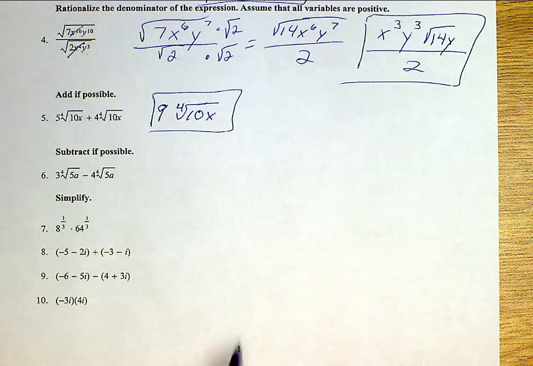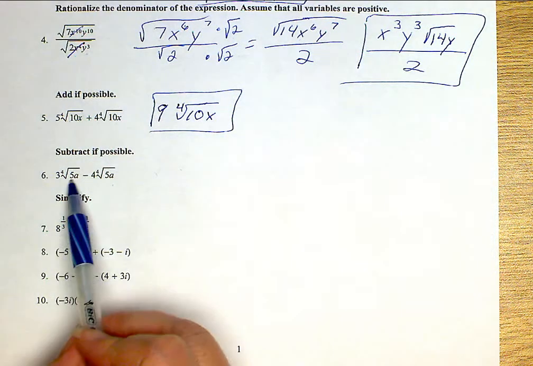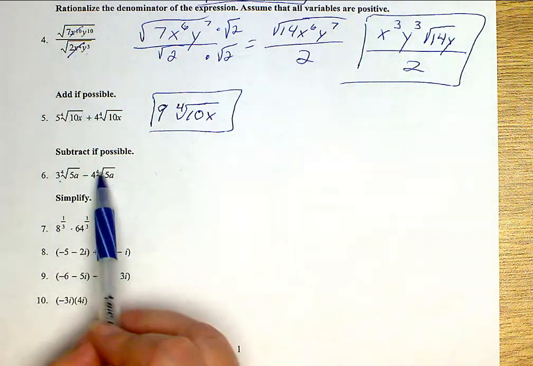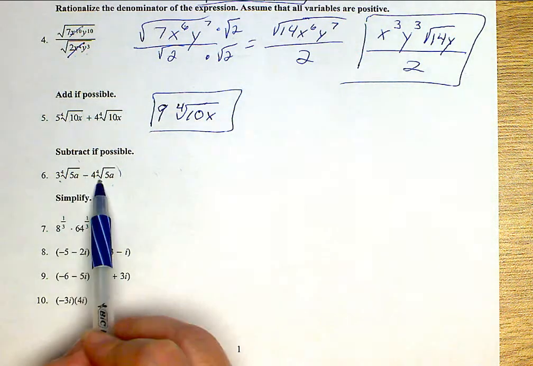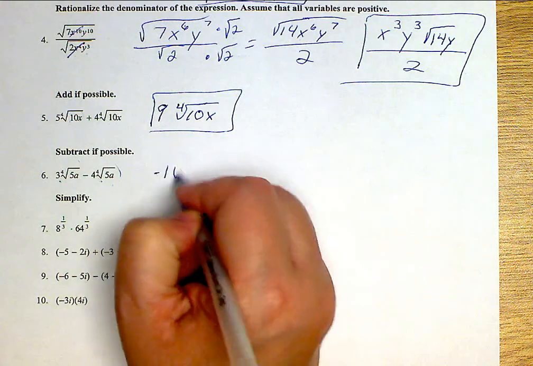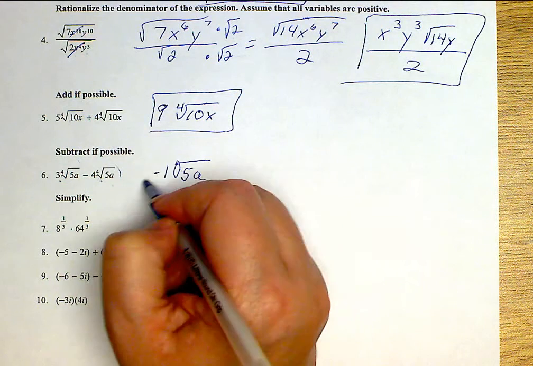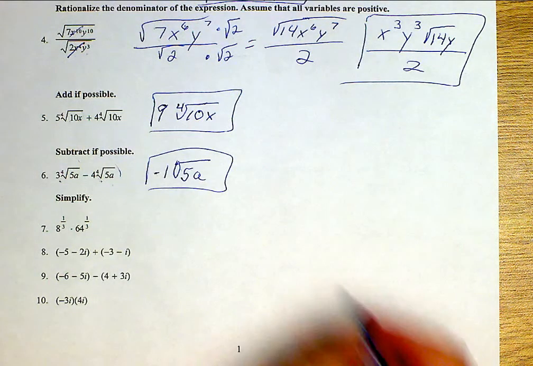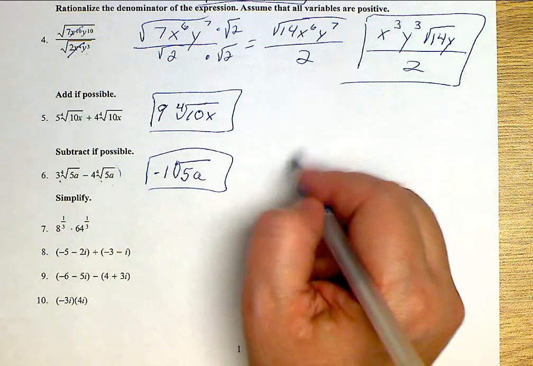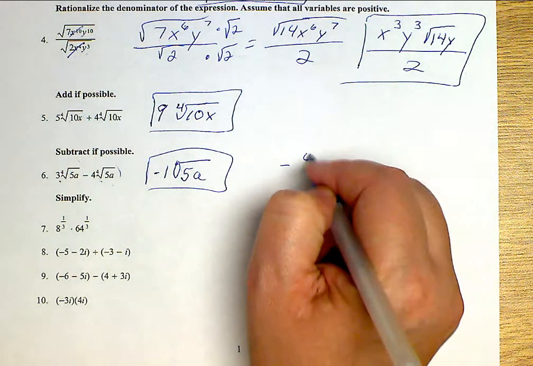I want everyone to look at 6 and put an answer down. What do you think the answer to 6 is? Put an answer down, just like number 5. So these are the same. So you have 3 minus 4, which is a -1 square root, or the 4th root of 5a. It's a 4, because it stays the same thing. So it's negative 4th root of 5a.